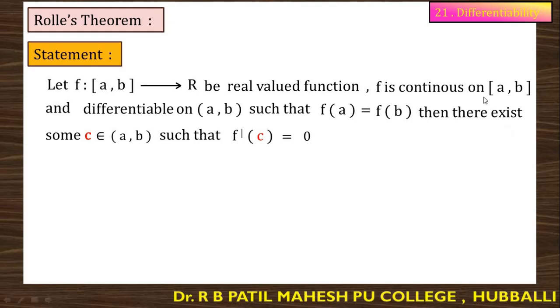If f is continuous on closed interval a b and differentiable on open interval a b such that function values of endpoints, that is f of a and f of b, are equal, then in between a and b there exists a point, and at that point the derivative value will always be 0. So this is the statement of the theorem.